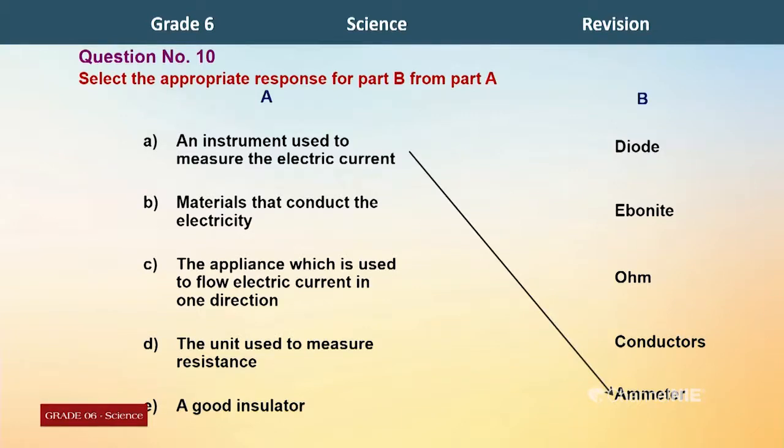Materials that conduct the electricity, I explained this to you. The materials that conduct the electricity are known as conductors. The appliance which is used to flow electric current in one direction. You know there are electronic appliances used in electric circuits. The appliance which is used to flow electric current in one direction is a diode. The unit used to measure resistance. Resistance is an important value related to electricity that is measured in ohm.